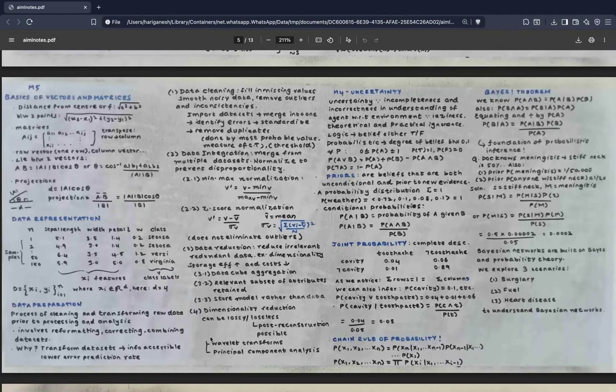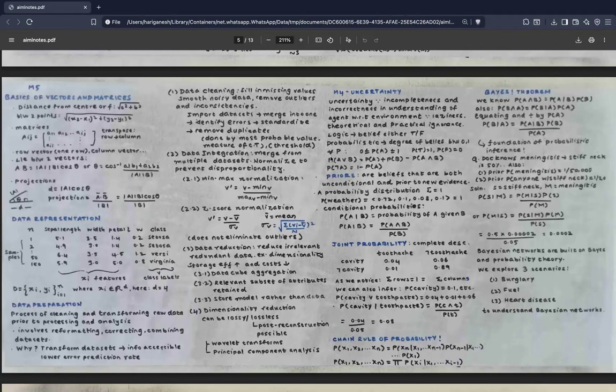Then we go to module 4, which is uncertainty. So why does uncertainty occur? It occurs because there is incompleteness and incorrectness in the understanding of an agent with respect to their environment. So they don't know their environment fully, basically. This could also be because of practical ignorance or just not knowing things.